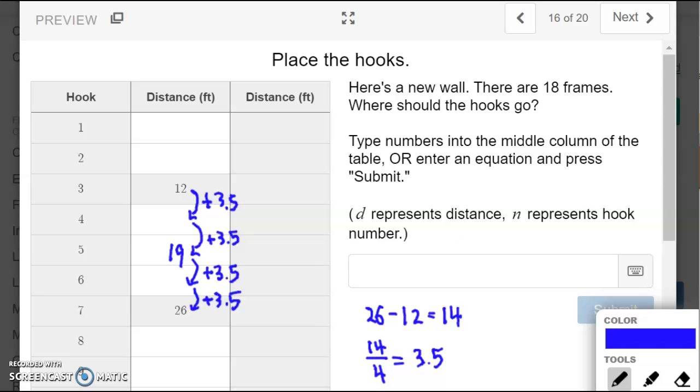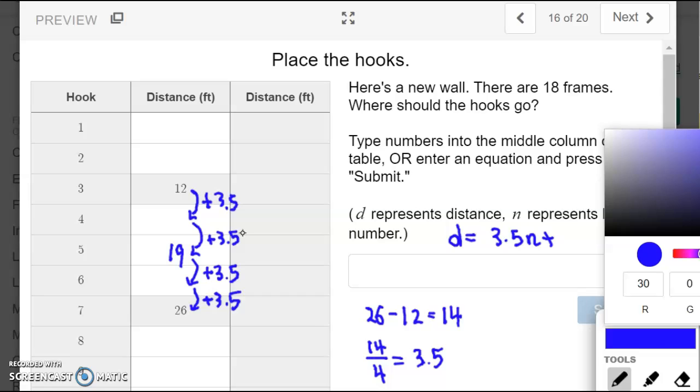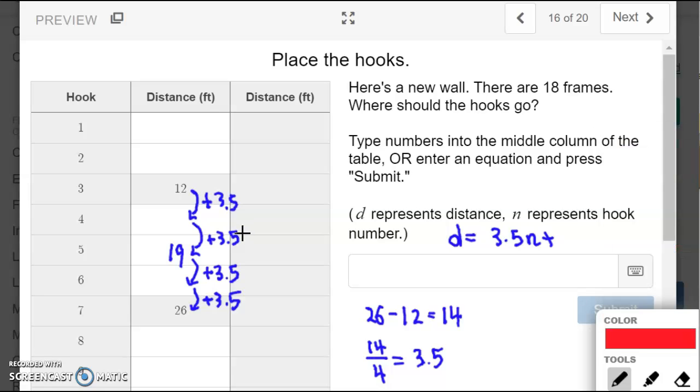So the equation is going to be D is equal to 3.5n plus something. Now we need to figure out what the 0th term is. Okay, to do that, we need to figure out how many times we are subtracting to get to the 0th term. We're subtracting 1, 2, 3. Yes, we can subtract 3.5 three times, each time coming up with the numbers.